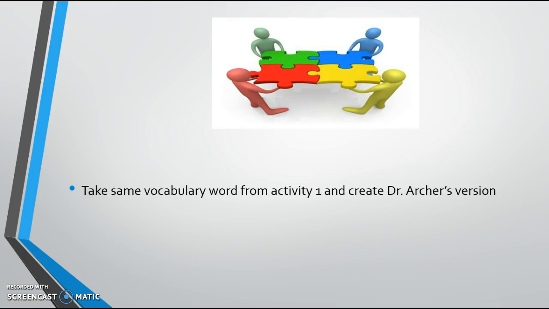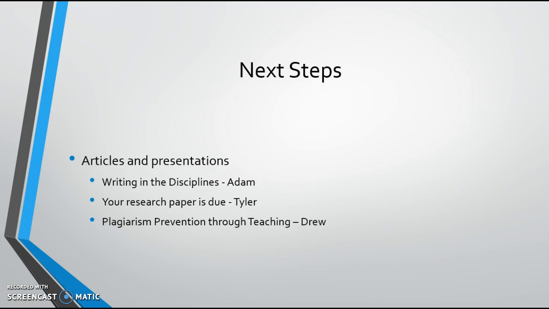So I want you to take that same vocab word that you did in Activity 1 and incorporate it into Dr. Archer's version of that. And again, you could use that as an activity for Part 4, Part 5, possibly even Part 6. I kind of see it fitting in more for Part 4 and Part 5 where you're doing activities and having discussions about the word.